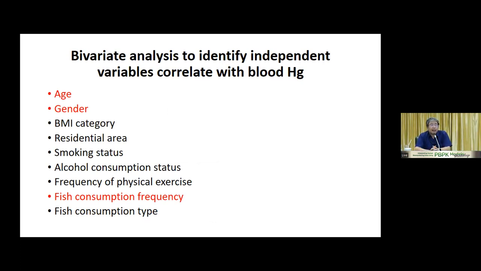And these are the factors that they look at, including age, gender, BMI, smoking, all of these. And from her analysis, statistical analysis, only 3 factors are related to blood mercury. Age, gender, and fish consumption frequency, just how often do they eat fish? And it's not related, interesting, with the type of fish, but how often they eat fish.